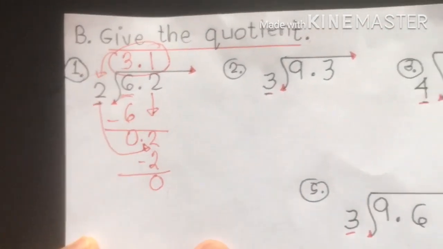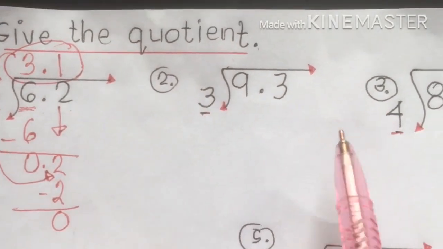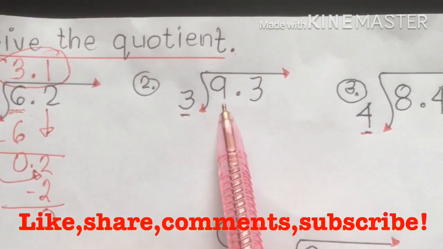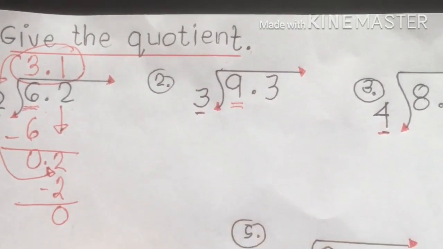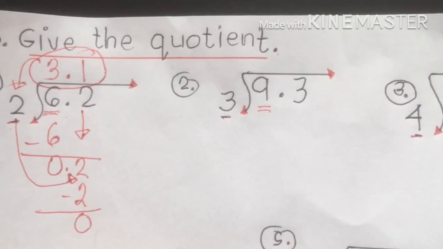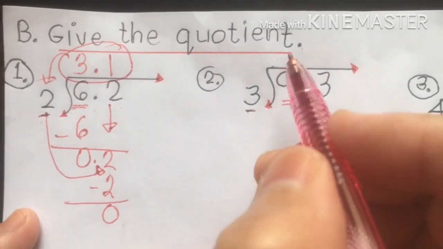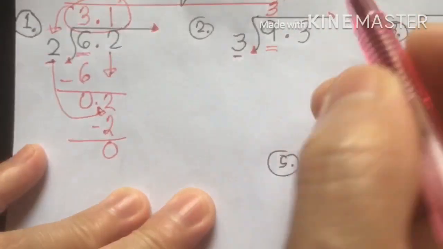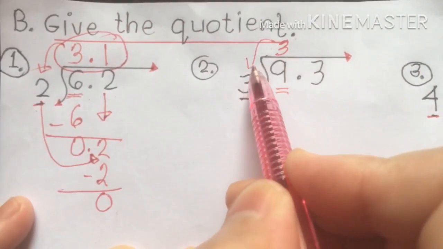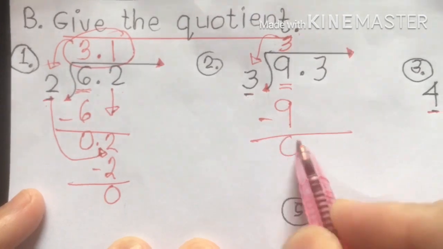Next, number 2. The equation is 9.3 divided by 3. So our divisor is 3, dividend is 9.3. Let's start with 9, just like dividing whole numbers. Same with division. 9 divided by 3. How many 3 in 9? So we are going to write here the answer, which should be on top, class. So 3 times 3, the answer is 9. Subtract it. So the answer is 0.